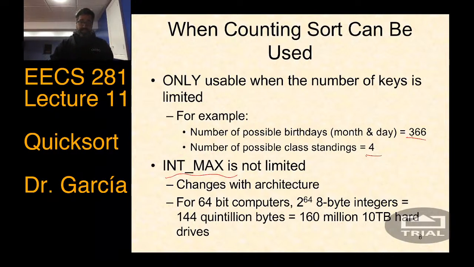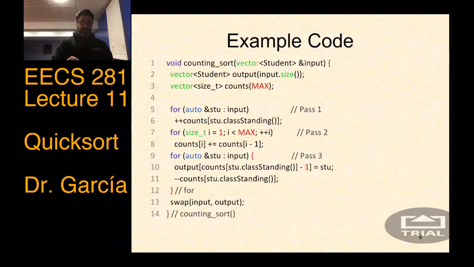All right, so let's look at example code for this. We're basically declaring our output here, which is input size, so we're saying this is n. Okay. And then we have our counts. So we have a separate vector, which is counts, which is on the order of max, where max is some integer. So the first pass is lines 5 and 6 right here, right? This is when I compute frequencies for each key.